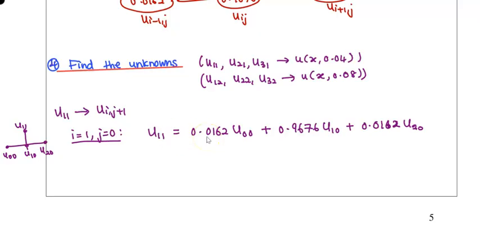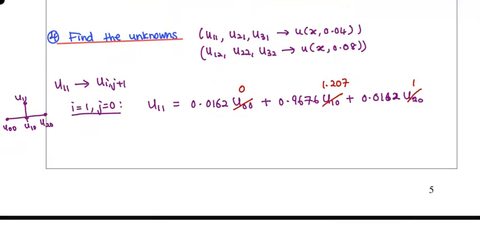Based on step number 2, you already have the value of U00, which is 0. So refer back to your step number 2, the boundary condition and also the initial condition. U10 is 1.207 and U20 is 1. Then just press your calculator to simplify the value at the right-hand side. Plus, minus and enter, you will get the value straight away, which is 1.1841. That is U11. So you have done U11.